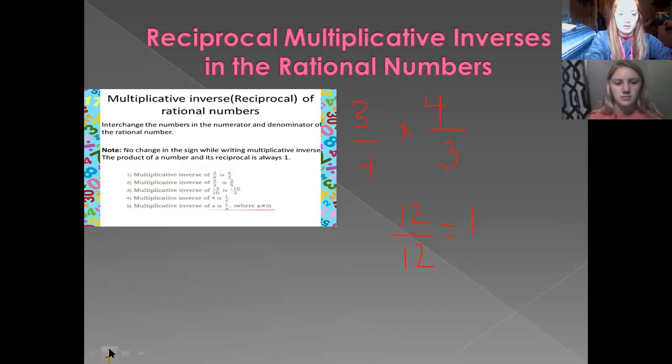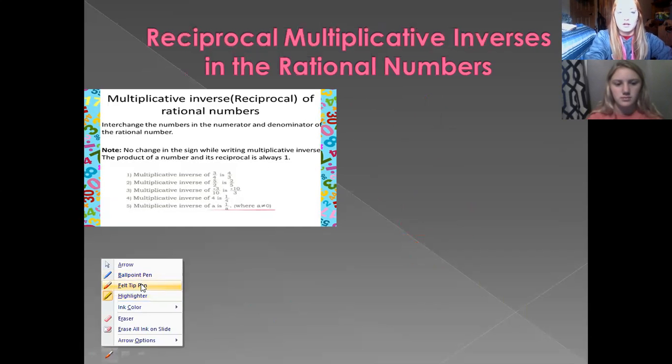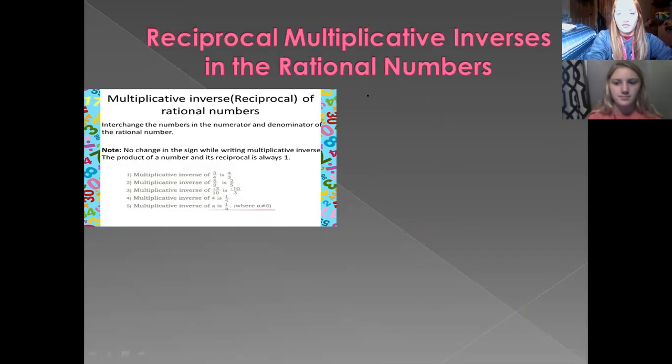So let's do one more. Just a second, get my eraser on here. All right, so let's do 5/2 times its reciprocal of 2/5. Well, 5 times 2 is 10. 2 times 5 is 10. And that simplifies to 1. All right, so that is the multiplicative inverses in the rational numbers.